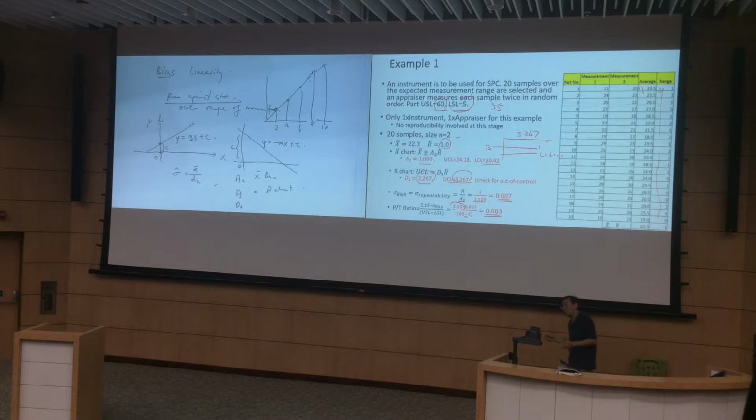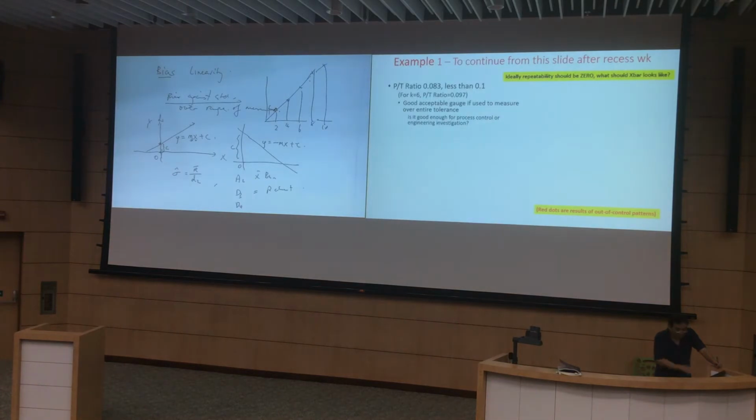So 0.083 is good or bad? Acceptable or not acceptable? Good, okay, acceptable, right? So looking at that, you've got a few already, right? But we don't have the reproducibility yet. This is just the repeatability, because you have only one appraiser using the same sample measuring twice, right? So you have only a variation due to repeatability, right?